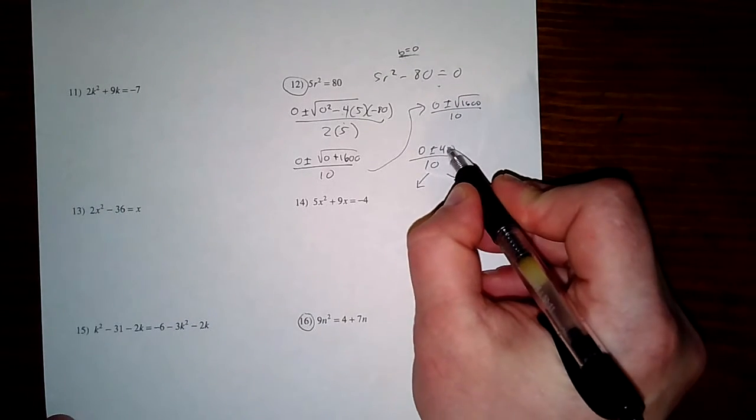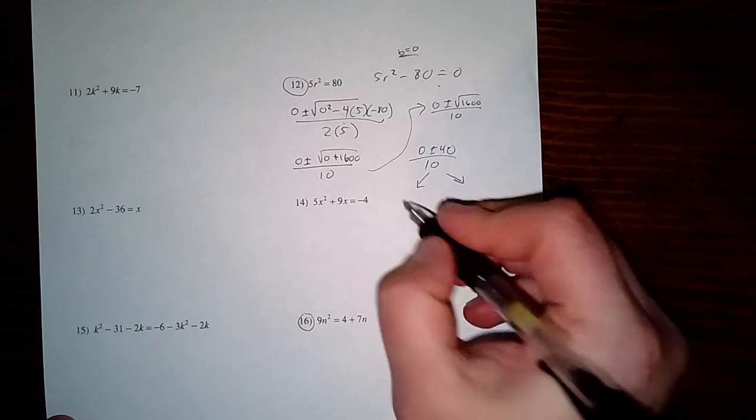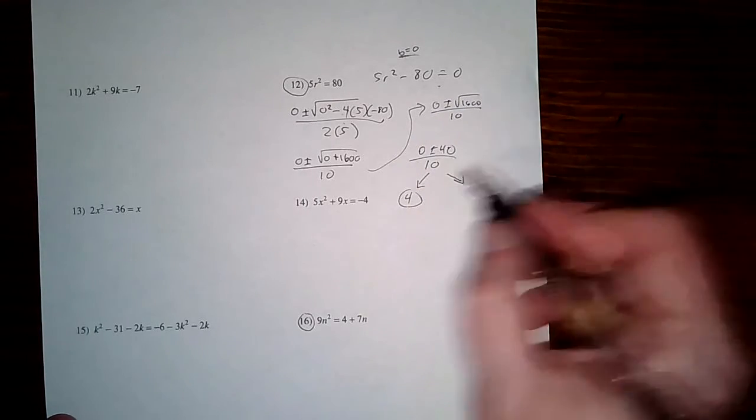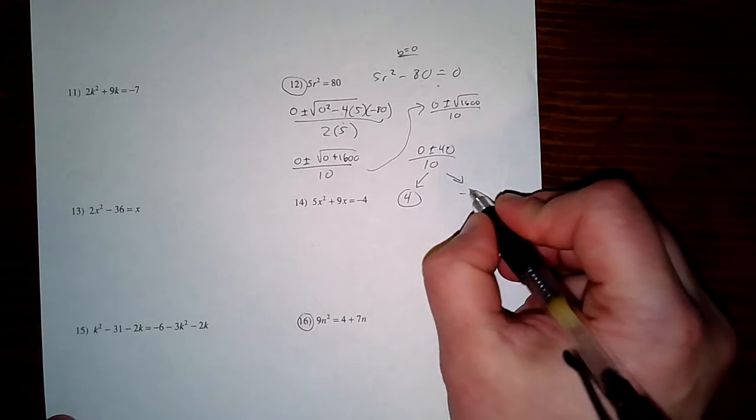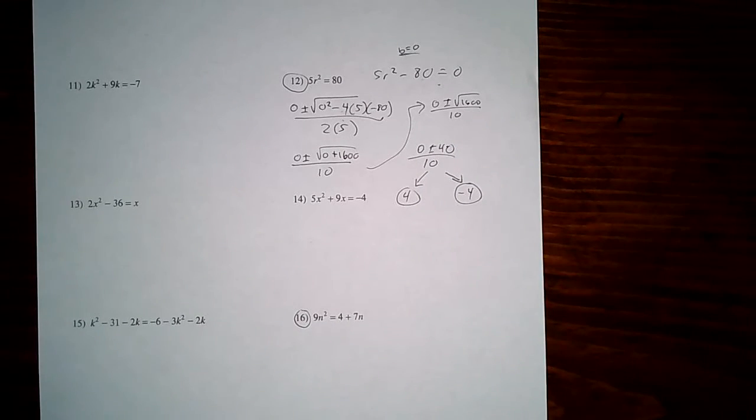0 plus 40 is 40, divided by 10 is 4. And 0 minus 40 is negative 40, divided by 10 is negative 4. And so again, we can get our two solutions from there.